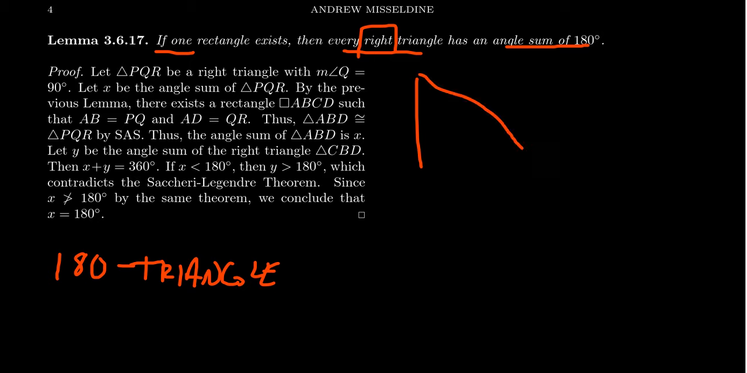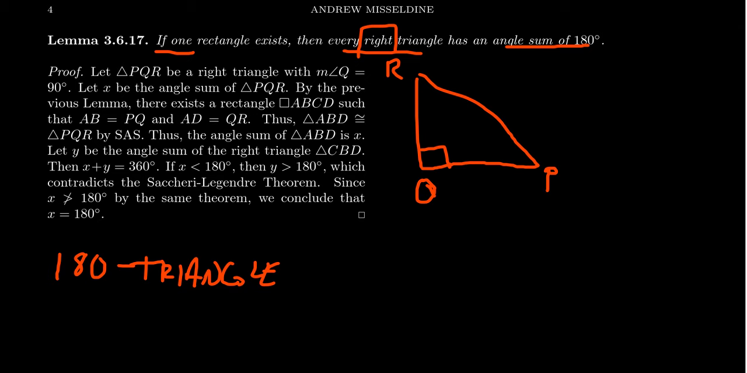If we consider an arbitrary right triangle, let's call it P, Q, and R, and let's assume that Q is the right angle. Suppose we have this right triangle. Well, that means that the dimensions of this right triangle will be the segment PQ and the segment QR.